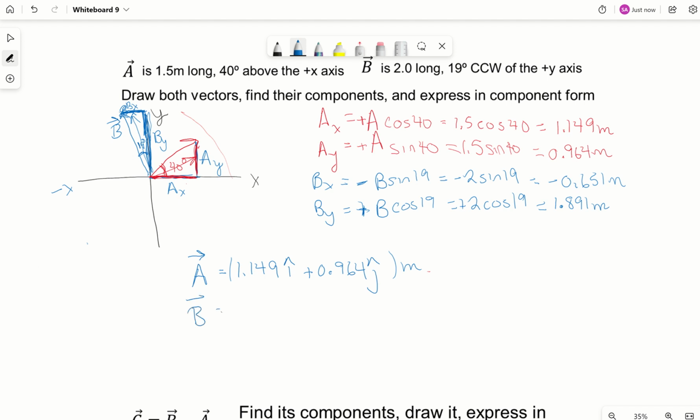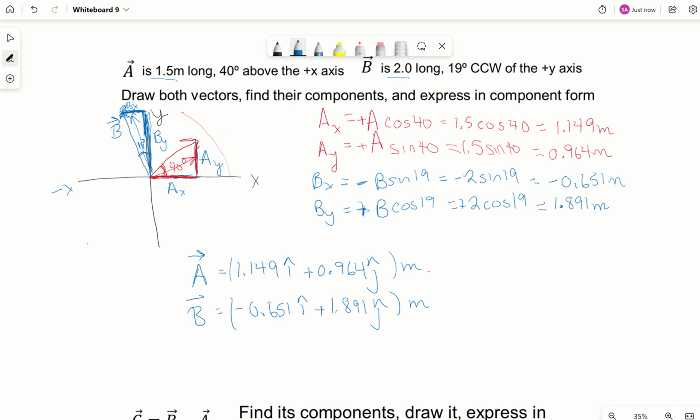And b is minus 0.651 i hat plus 1.891 in the y direction, j hat, meters. And again, I should technically have rounded these numbers off to 2 significant figures in my final answer, because a and b have 2 significant figures. So it should be 1.1 plus 0.96 j hat for a, and negative 0.65 i hat plus 1.9 j hat for b.